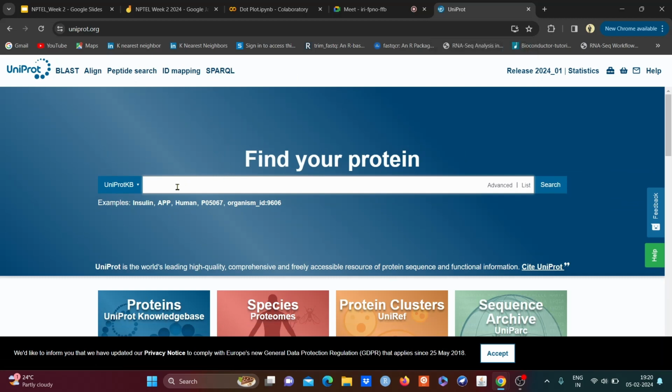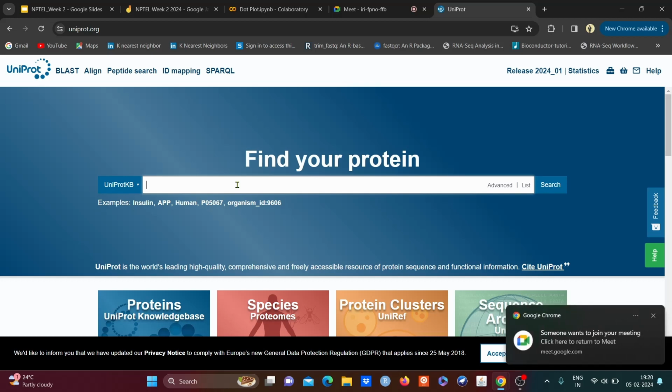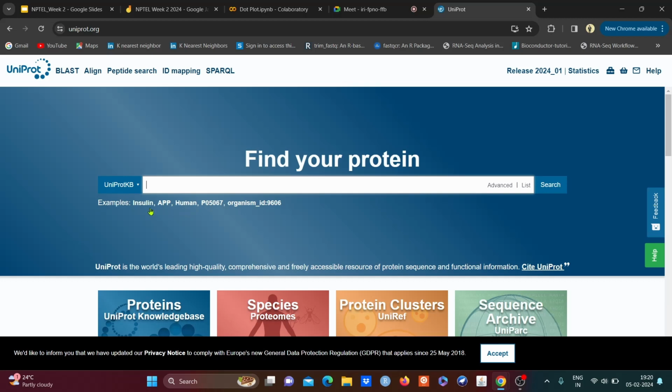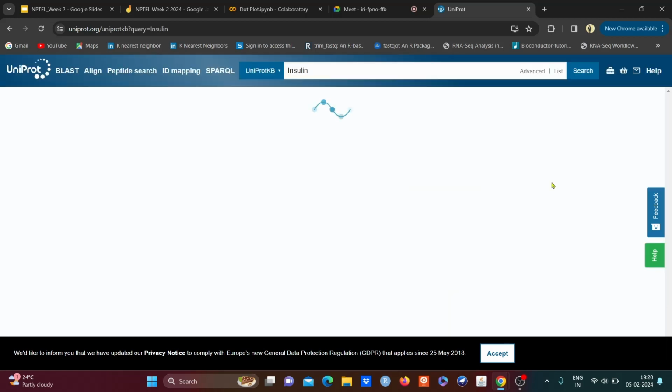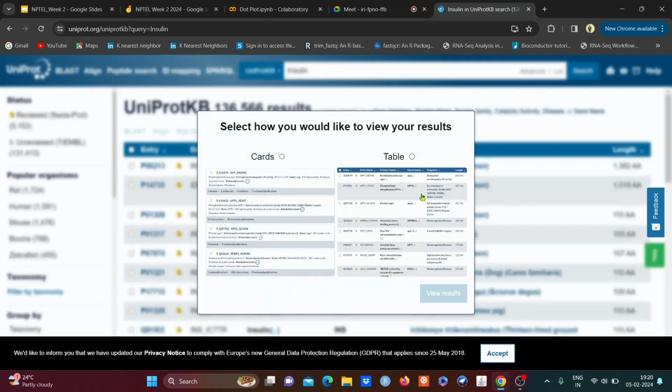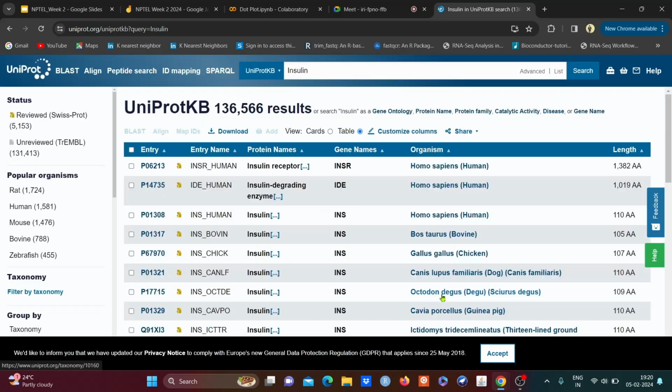Then we can see a search page. In the search page, for example, let me use insulin. I'm using their example. Then I'm clicking on search. So this gives me the option to view either as tables or cards. I'm selecting the view as tables. I can see different entries that are related to insulin.